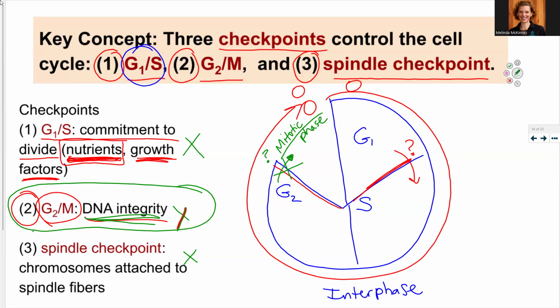The last one is called the spindle checkpoint, and this is just to check that the chromosomes are properly attached to the spindle fibers so that when they divide, you're going to pull the sister chromatids apart and they're going to evenly distribute. And so that's going to be here in the middle of the mitotic phase.